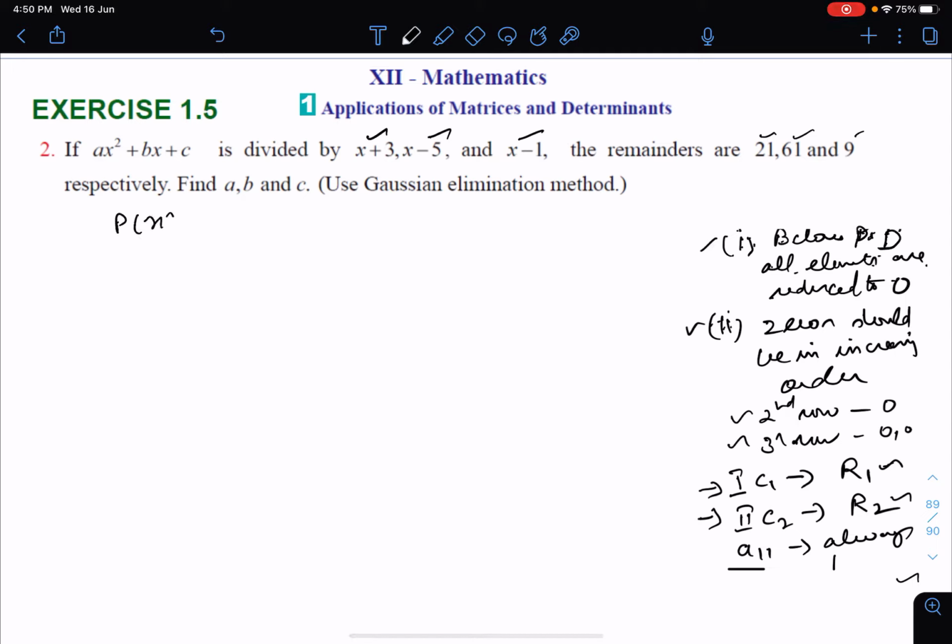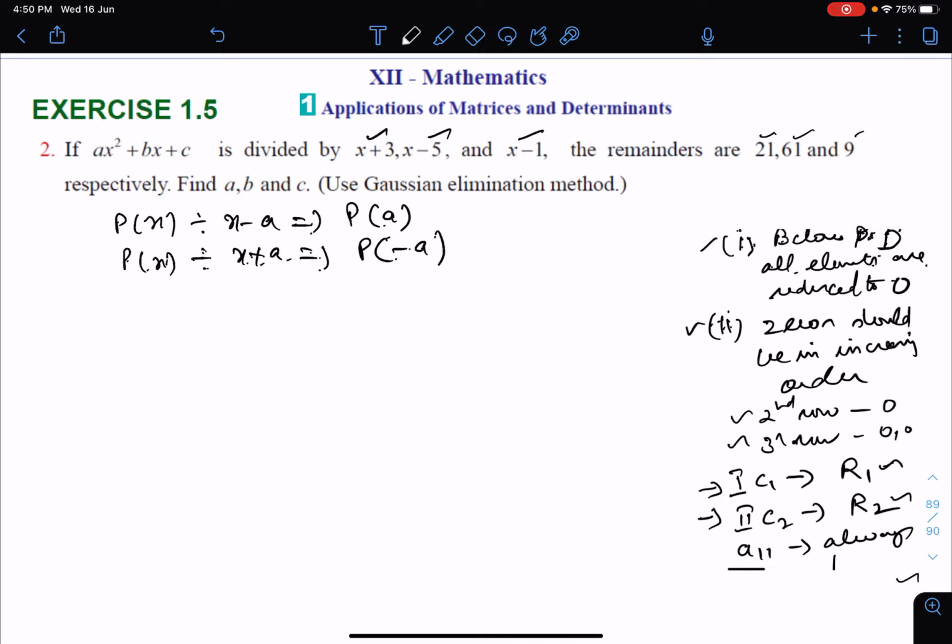When p of x is divided by x minus a, then we get the remainder as p of a. If p of x is divided by x plus a, then you get the remainder as p of minus a. This is how we are going to use it in this equation. Our equation here is p of x is equal to ax square plus bx plus c. This is going to be your equation number 1.